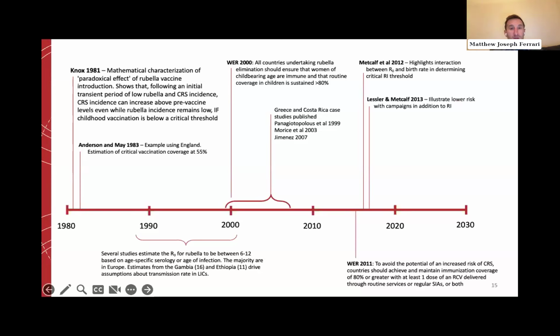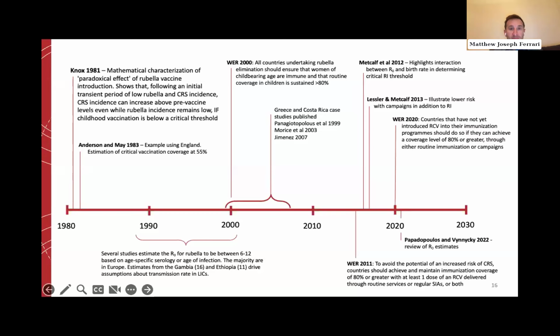Some new modeling analysis was done in 2012 and 2013 that considered the impact of those SIAs, as well as the interaction between the threshold and the birth rates, identifying that in many cases, the 80% threshold was likely to be overly conservative. And again, that if the paradoxical effect were to happen, it would be likely to happen many years down the road.